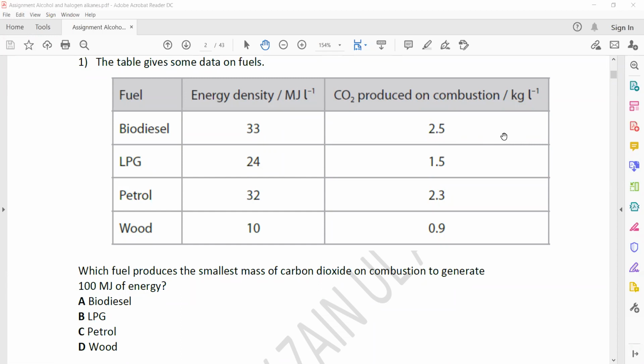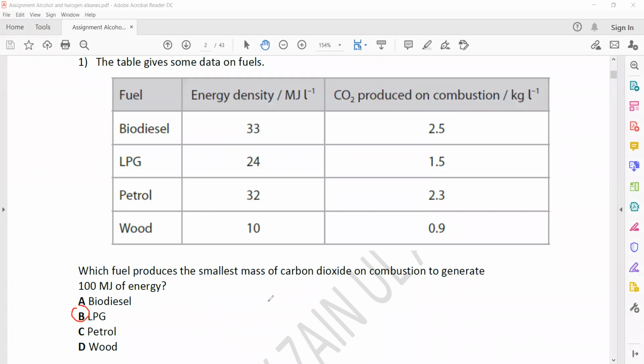So the question is, which one produces the smallest amount of carbon dioxide for 100 megajoule? What could be the right answer for this? Question 1. The correct answer is B, the LPG, because you have to work out the ratio.